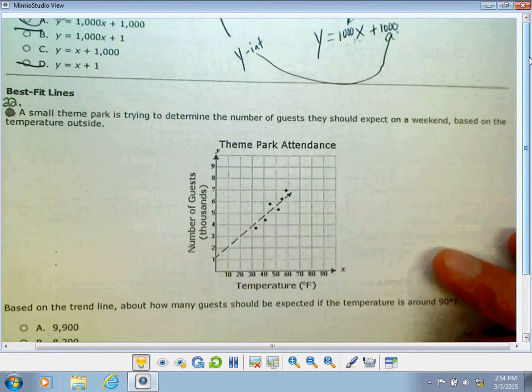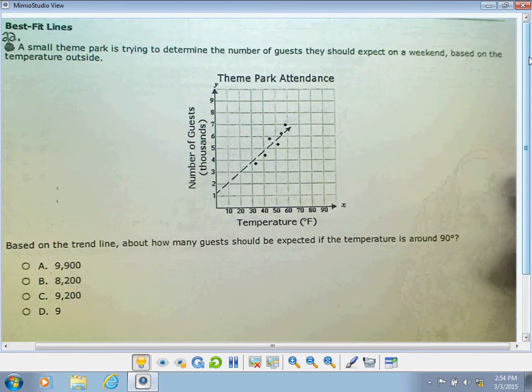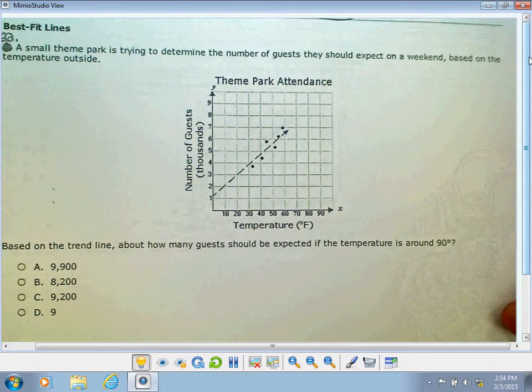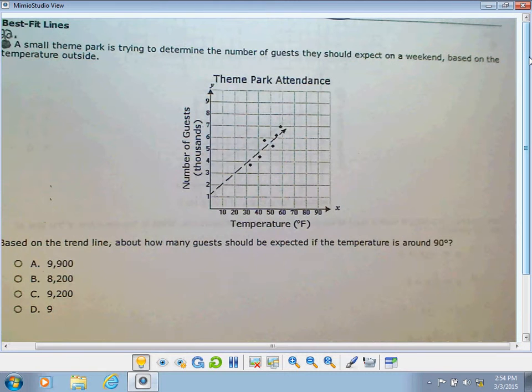Okay, let's look at number 22. So they drew a best fit line on there again for us. It says a small theme park is trying to determine the number of guests they should expect on a weekend based on the temperature outside. You can see the temperature's on the bottom and the number of guests, again in the thousands, is on the y-axis. It says based on the trend line, that's the same thing as the best fit line, about how many guests should be expected if the temperature is around 90.